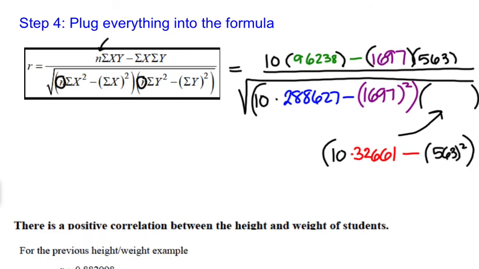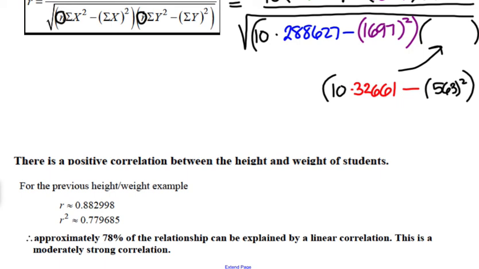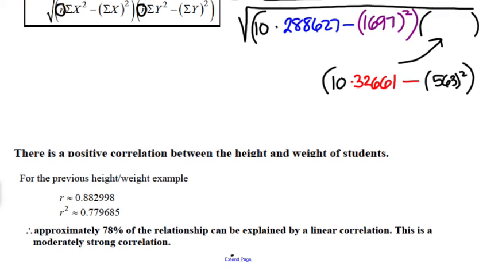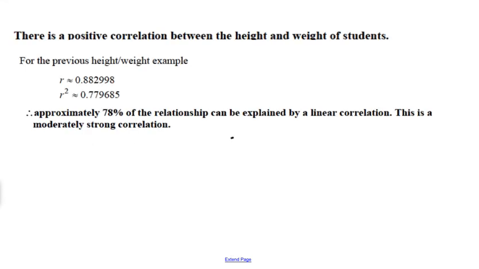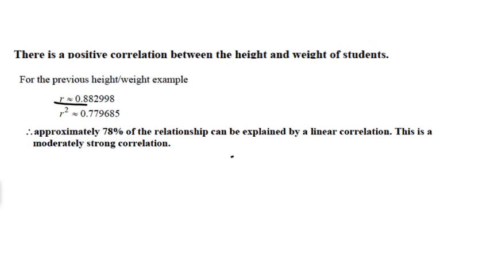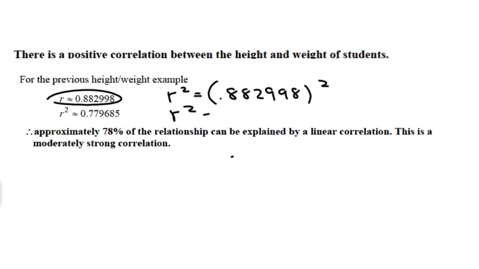All right, now let's pretend we went through all the calculations. We're saving ourselves a little bit of time here. And after we've gone through and simplified it, we get an r value of 0.88298. If we want to find r squared, all we do is take 0.88298 and square it. And we'll get our coefficient of determination of 0.779685. What this means is you have approximately a 78%.